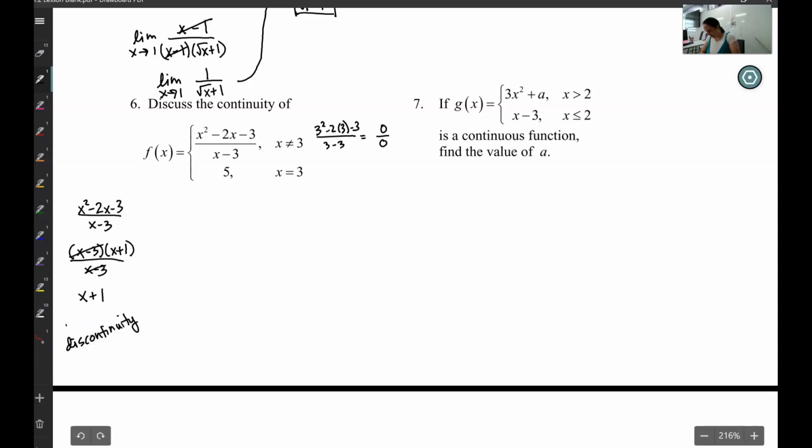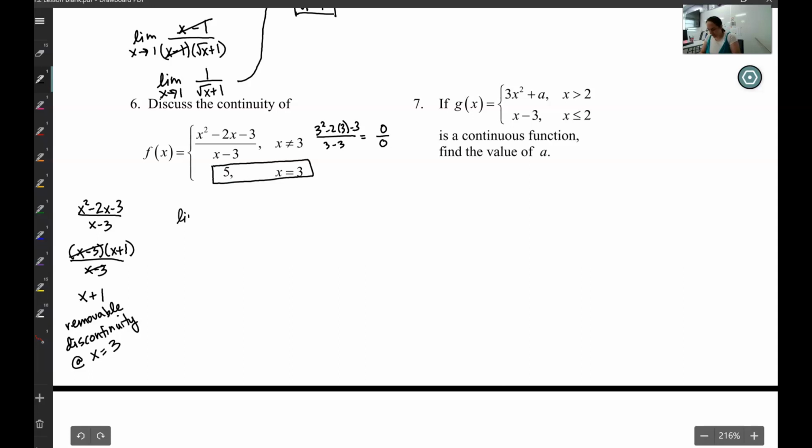So I'm going to write a removable discontinuity at x equals 3. So I have a removable, a hole discontinuity at x equals 3. So this line of this piecewise is essentially trying to fill the hole. That's the question: at x equals 3, does 5 fill my hole discontinuity? So what we need to do is see, does 5 fill the hole?